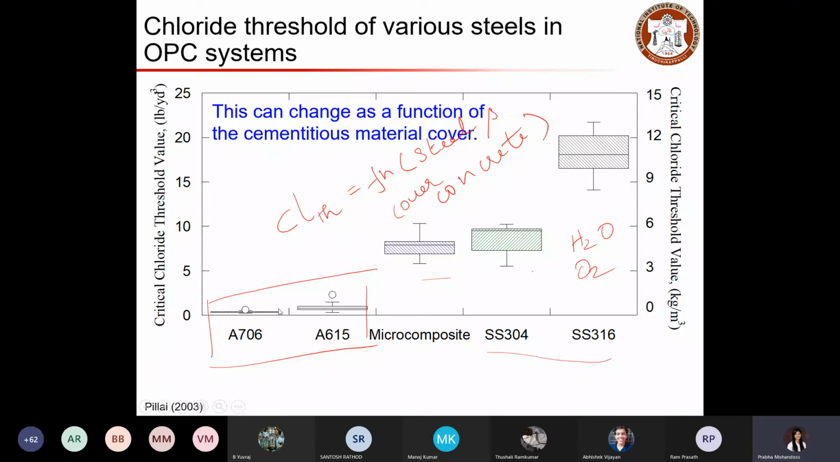Again, this is not only the property of steel, but it is also the properties of the cementitious material that you use for preparing concrete. So this chloride threshold value can change when you use the cement matrix or when you use different types of cementitious materials for preparing your concrete. So the cementitious material plays a role in governing your chloride threshold value.